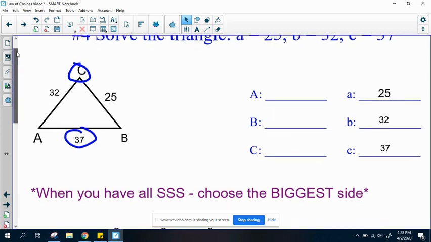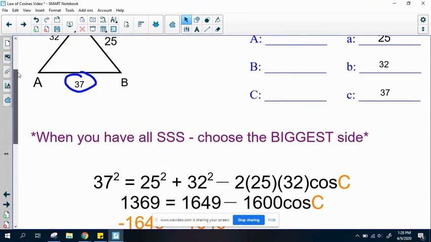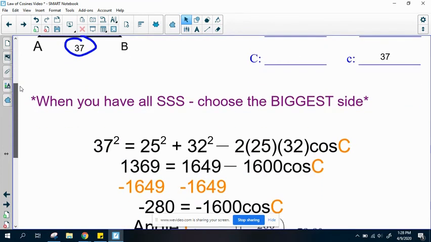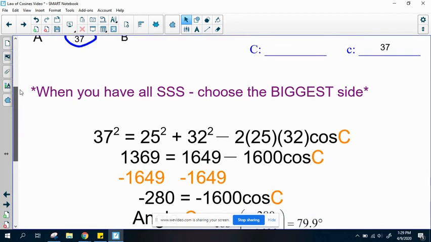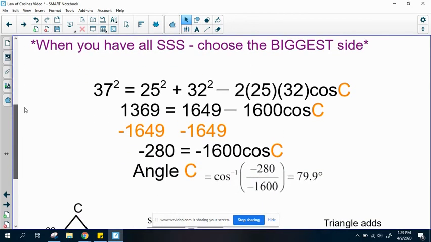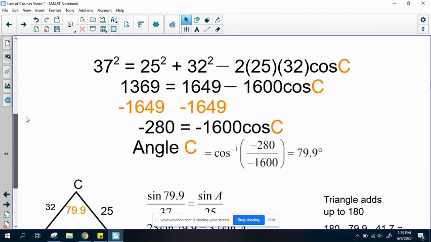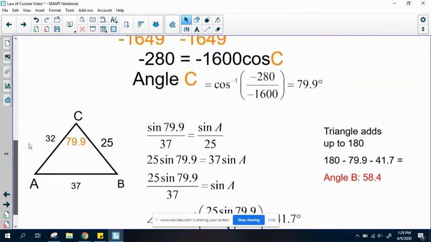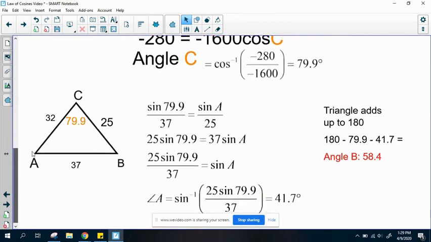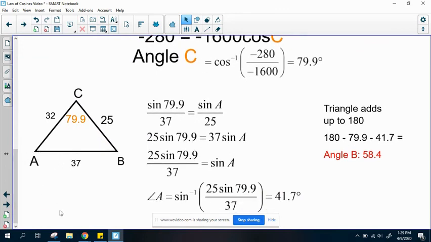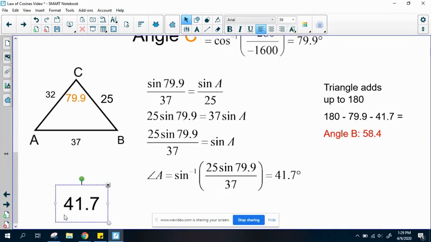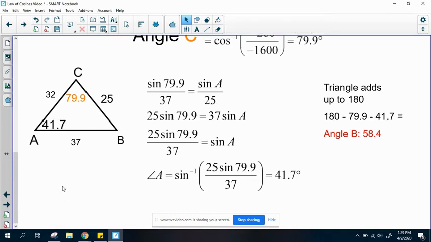All right, so let's see how you did. I have all these side lengths. I did my algebra. I subtracted the 25 squared and 32 squared over. Then I divided and I got an angle of 79.7. Then once I had my one angle, I used the law of sines. I found angle A because that was the smallest. I found it to be 41.7 once I did all my cross multiplying and dividing and then doing inverse sine. Then I used the fact that triangles have to add up to 180 and subtracted it and found the last angle, B.